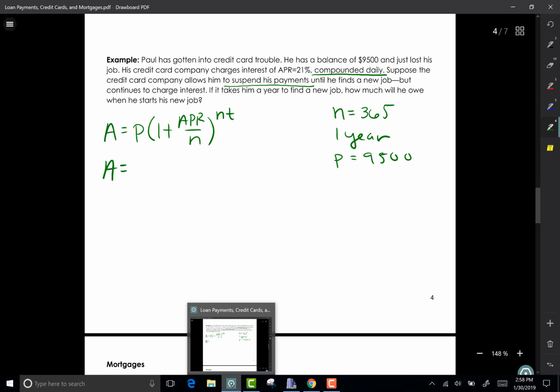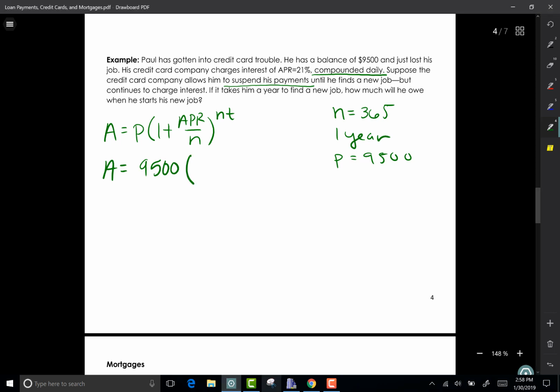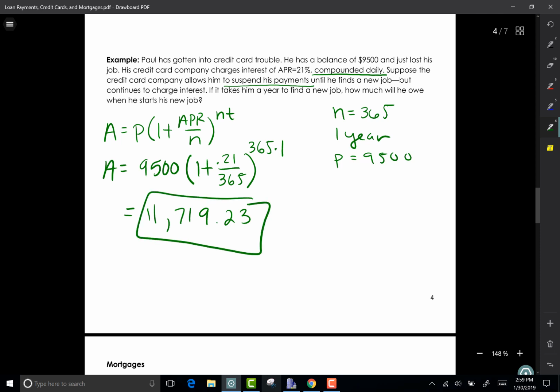So the principal is $9,500. The APR is 0.21. This is being compounded daily, so that's 365 times a year, and then 365 times 1 year. Okay, when we put that in on the calculator, that's going to be $11,719.23.